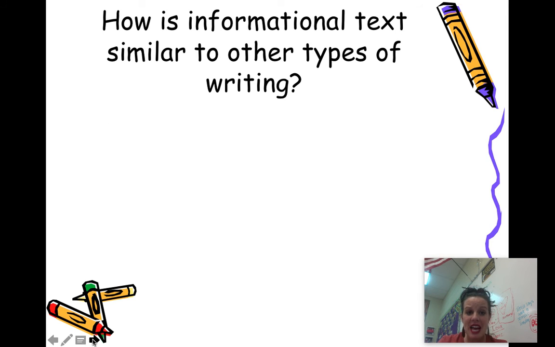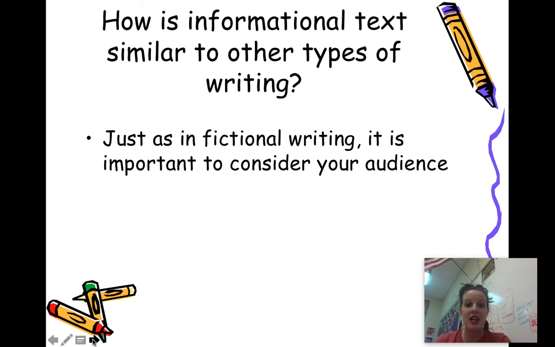How is informational text similar to other types of writing? Well, just like in fiction writing, it's important to consider your audience. Who are you writing this to? If you are going to write an informational paragraph to your teacher, then that changes the way that you write something. Sometimes we're writing to our friends, sometimes to our family, sometimes to kids in the second grade. Some books are for kids that are in the sixth grade, and it changes the way that we write. We have to think about who we are writing this to.